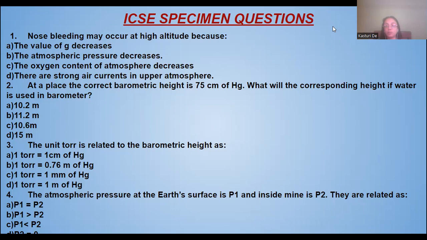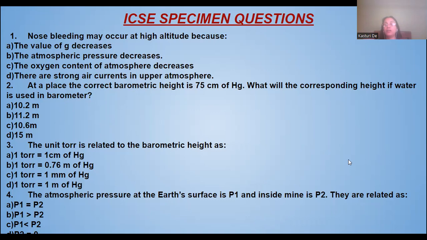Let's start with the question answers. Today we'll start with nose bleeding. These are some multiple choice questions. Nose bleeding may occur at high altitude. We know that when we go to high altitude, some people have nose bleeding. Why? Because when we go to high altitude, the atmospheric pressure decreases.